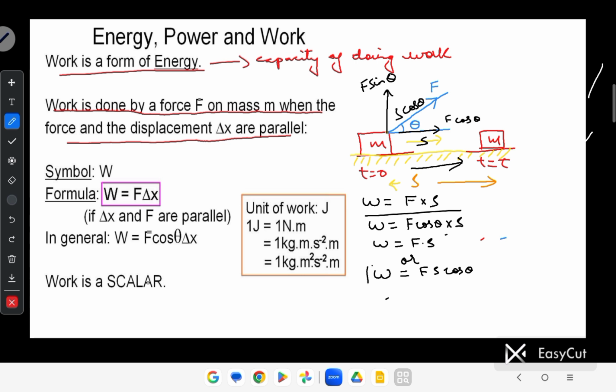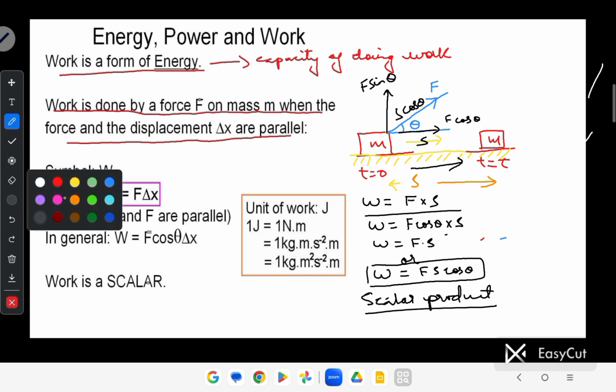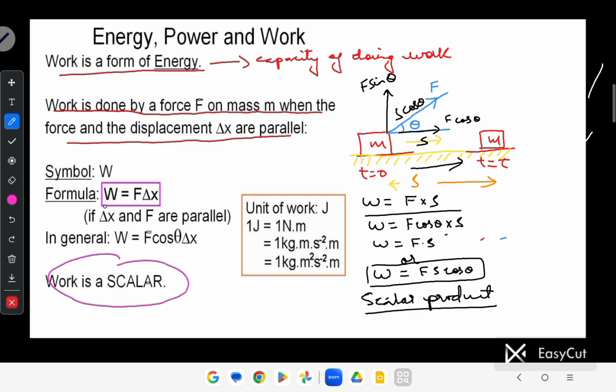So yes, we can write W is equal to F s cos theta, and as it is a dot product, it's a scalar product. We know what a scalar product is: it has only magnitude and no direction. So clearly the work done here is scalar in quantity. A few things are written here, that W is equal to F delta x if delta x and F are parallel.